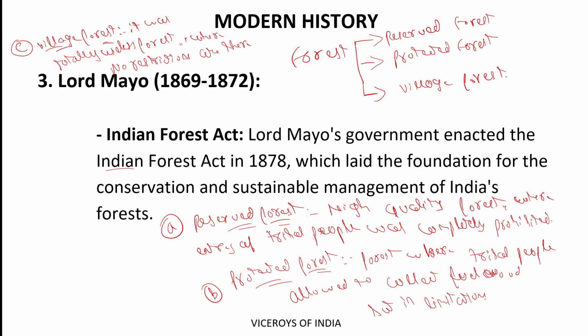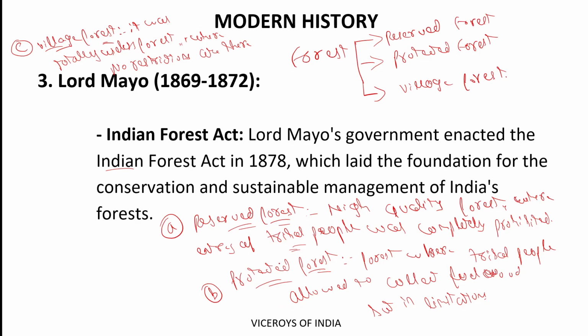The first was the reserve forest. The reserve forest was the high quality forest where high quality trees and resources were available. This entire area was seized by the British forces. In this area, none of the tribal people were allowed to come and collect resources. This was under direct control of the British government.